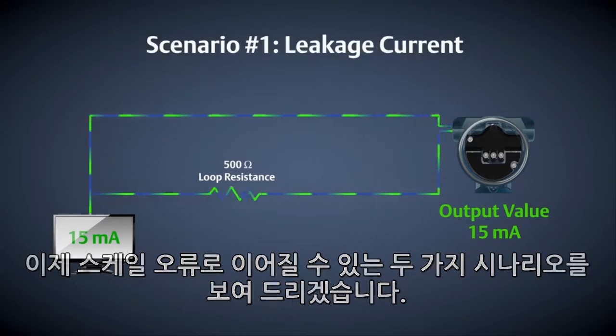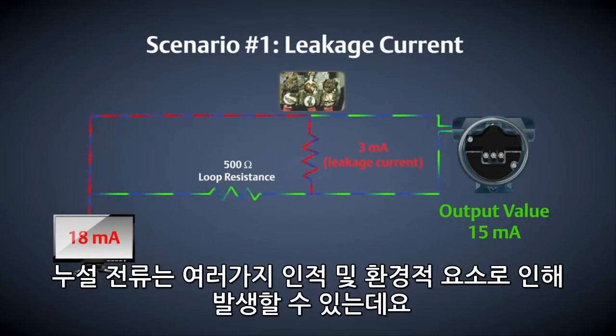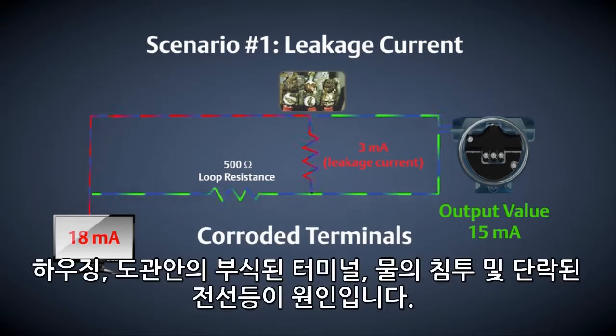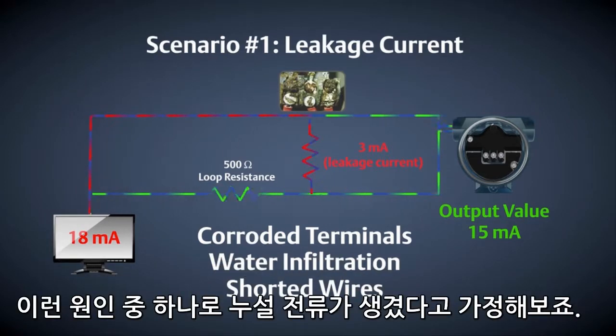The first scenario is a circuit that has leakage current, which is an electrical issue where an additional current path is created in the wiring. Leakage current can be caused by a number of human or environmental factors, including corroded terminals, water in housings or conduits, shorted wires, and others. Let's assume that leakage current has been created due to one of those factors.